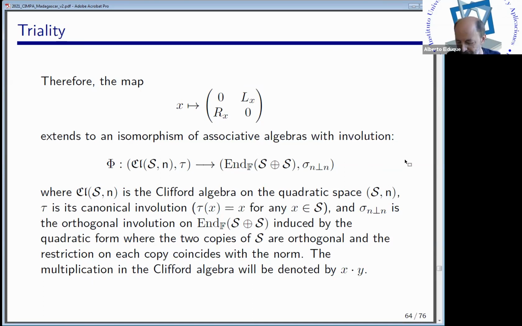Okay, so well, I'm not going to go into details. This isomorphism also is an isomorphism of algebras with involution, where on the Clifford algebra side we consider the canonical involution, and on the right side we have the involution given by the norm on each copy of the symmetric composition. So, well, since here we are dealing with many different products, the product in the symmetric composition algebra is denoted with a star, and the product in the Clifford algebra with a dot.